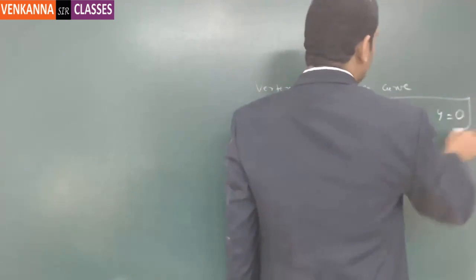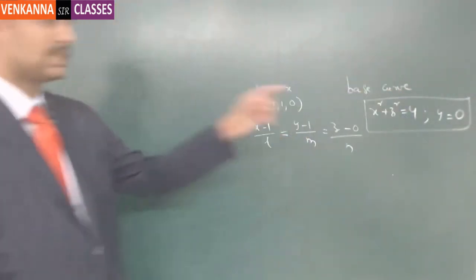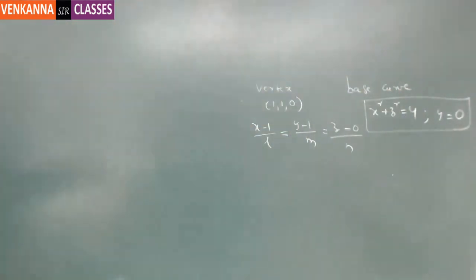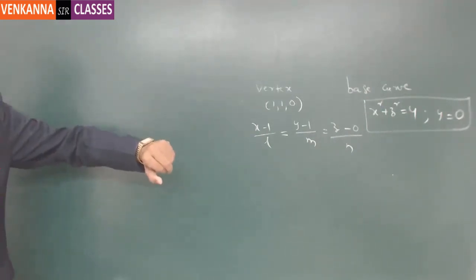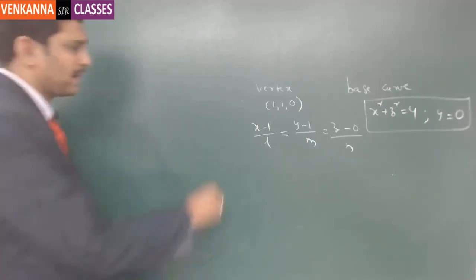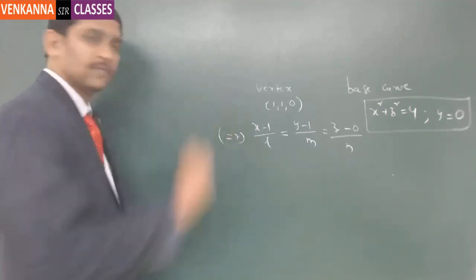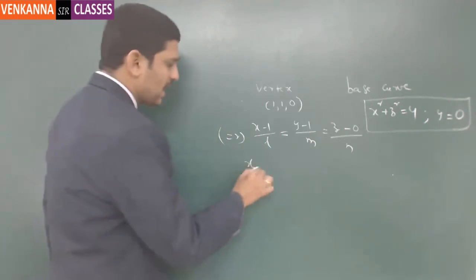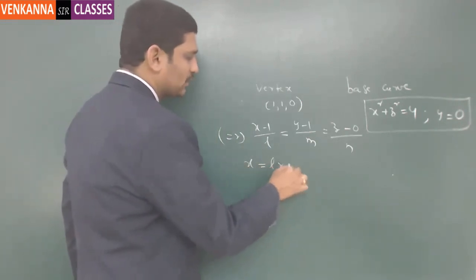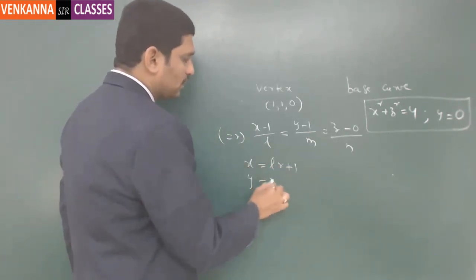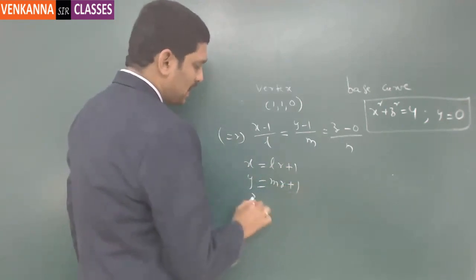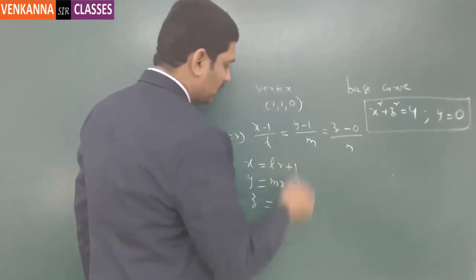This is the base curve I have taken: x square plus z square equal to 4 and y is equal to 0. This is my base curve. So after writing this generator equation, I have to write the parametric constant, which gives that x is equal to LR plus 1, y is equal to MR plus 1 and z is equal to NR.